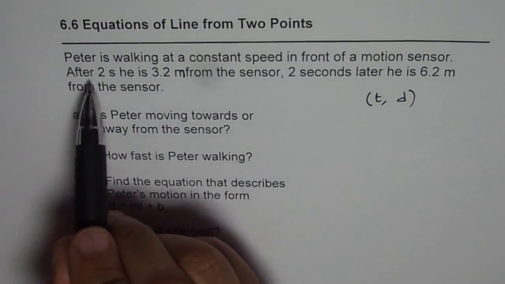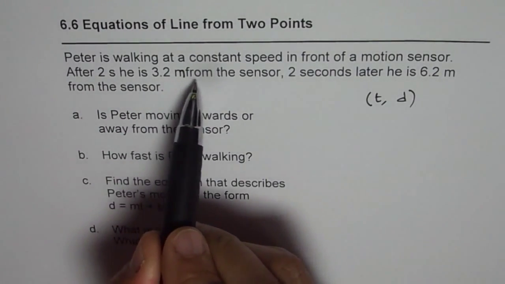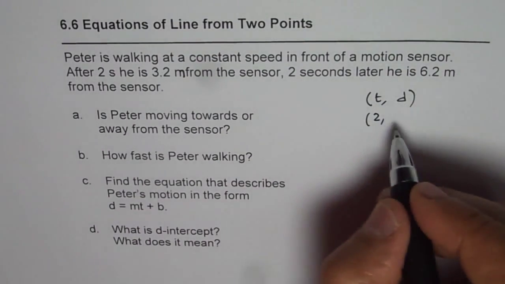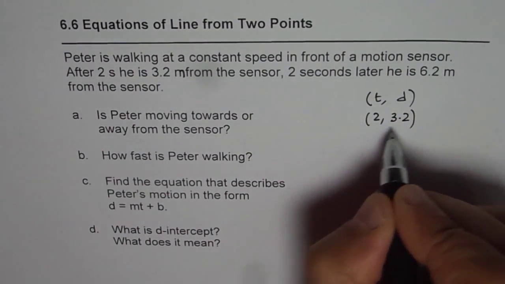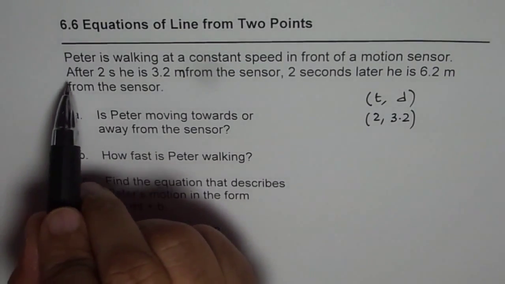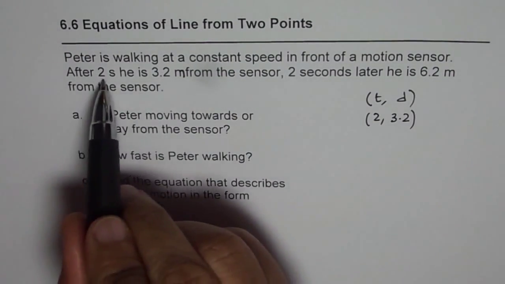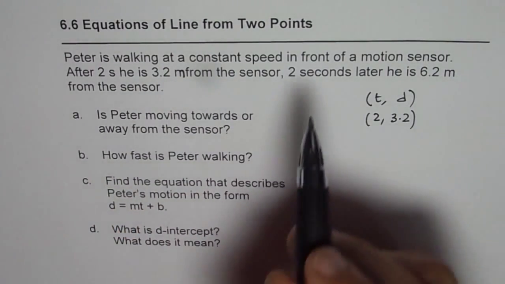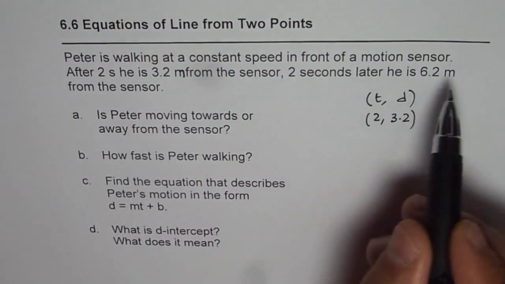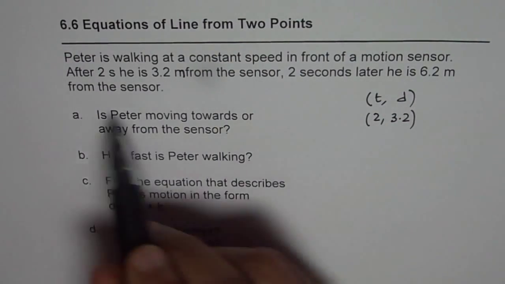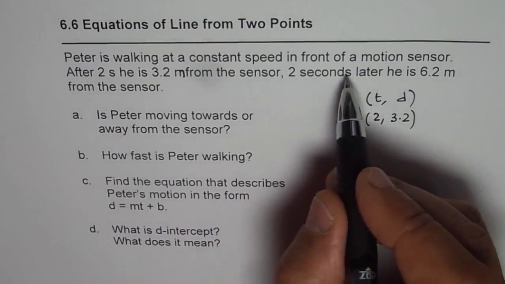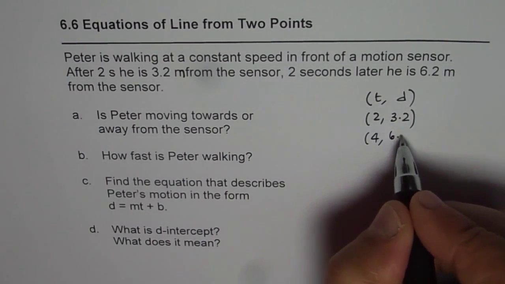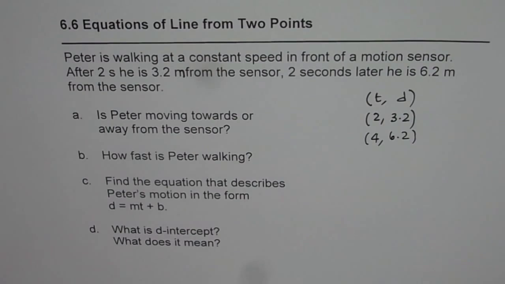So when we say after 2 seconds he is 3.2 meters from the sensor, it means 2 is the time and 3.2 is the distance. That becomes the coordinate point relating to this phrase. Then we have, 2 seconds later he is 6.2 meters from the sensor. 2 seconds later means 2 plus 2 becomes 4. He is 6.2 meters away. So that becomes the second point, right?